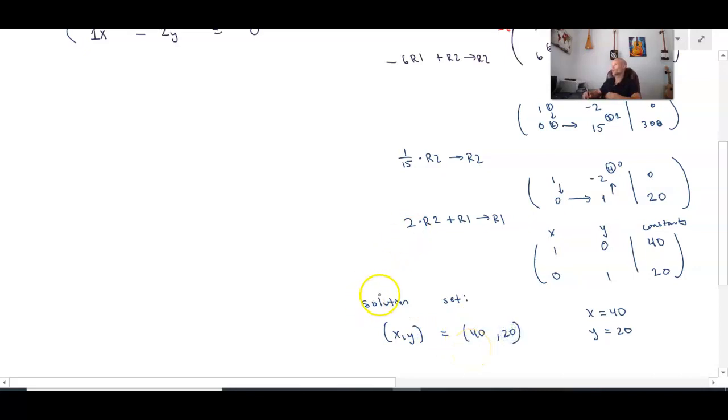And the reason we call this a solution set is because we could have more than one solution for some systems, and we'll take a look at that in another video. So there's our solution set.